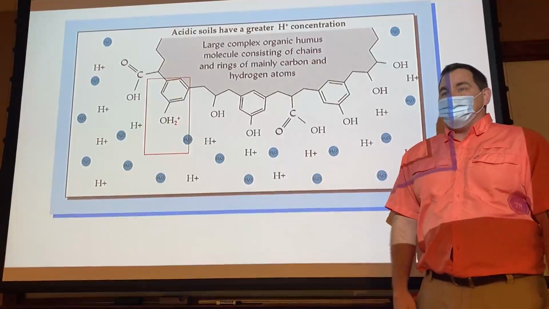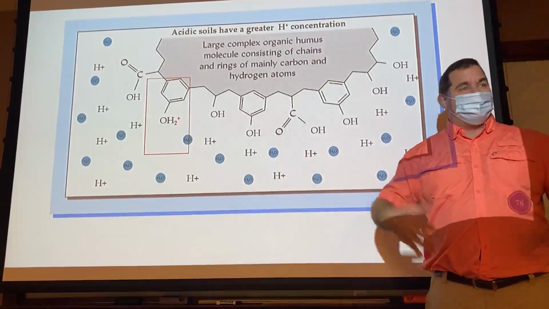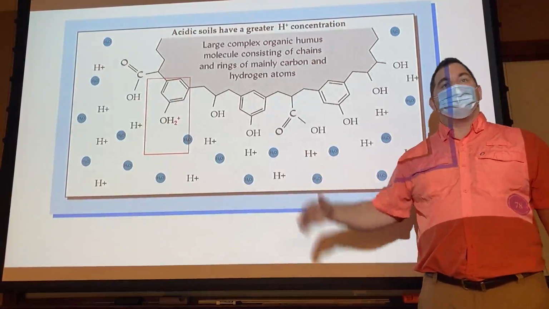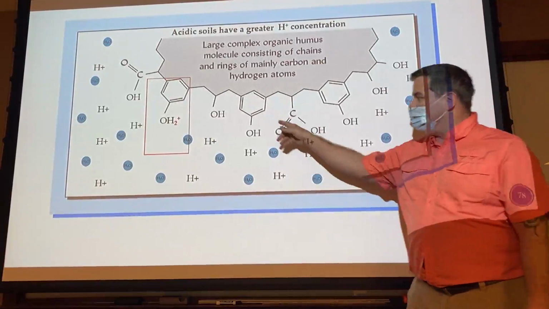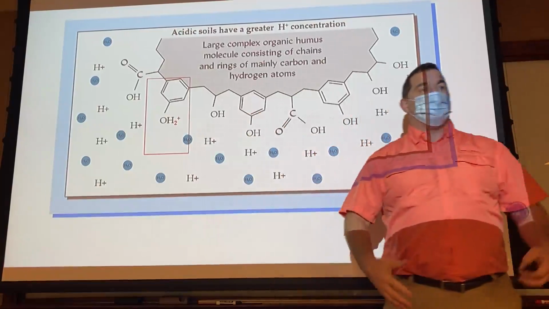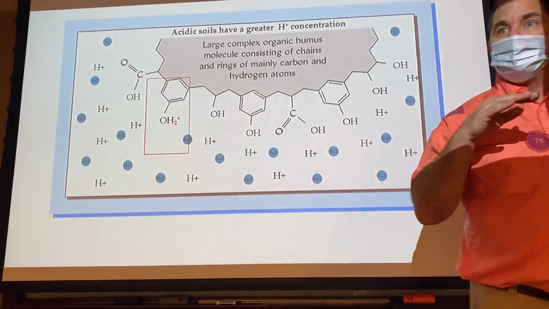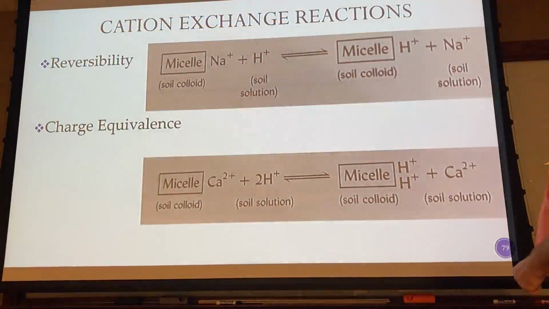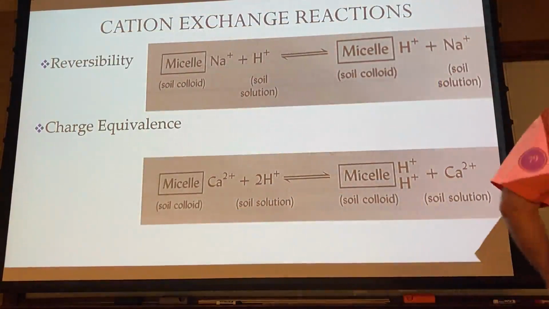So how do you manipulate the CEC of the soil? Add lime. pH dependent charge is going to allow you to be able to retain more cations. We talked about the reversibility.